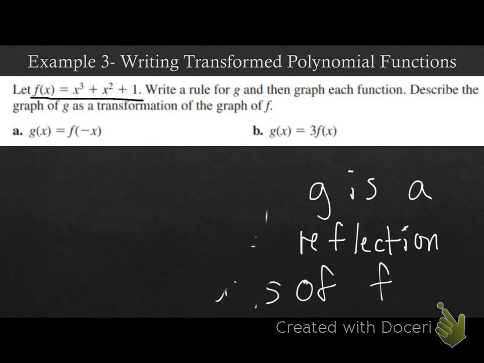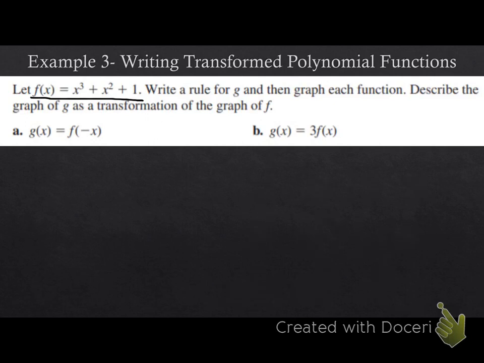Okay, we're still using f of x equals x cubed plus x squared plus 1. This time it tells me to do g of x equals 3f of x. Any ideas how I'm going to do this one? Is my 3 inside the parentheses? No, so am I plugging anything in for x? No, they didn't replace the x with anything, did they? It's still f of x.